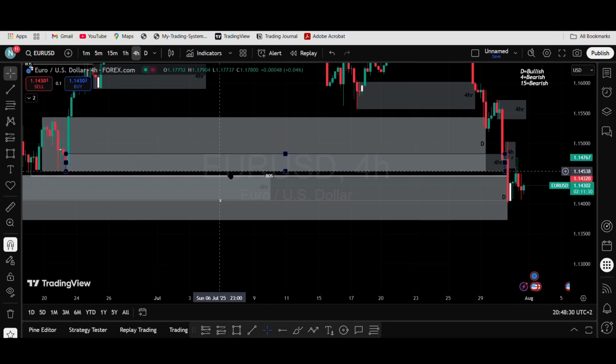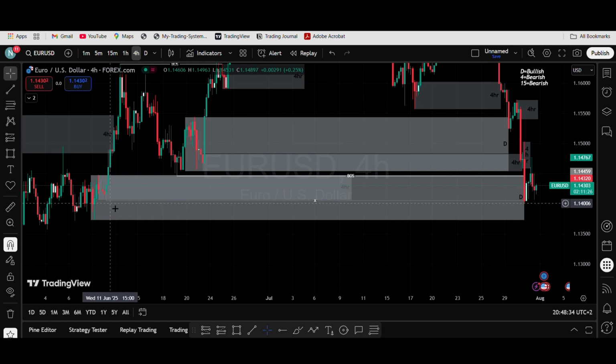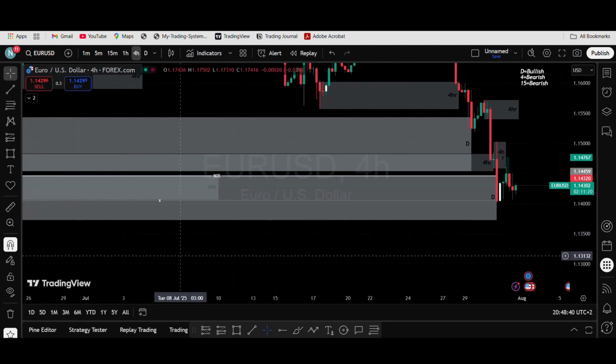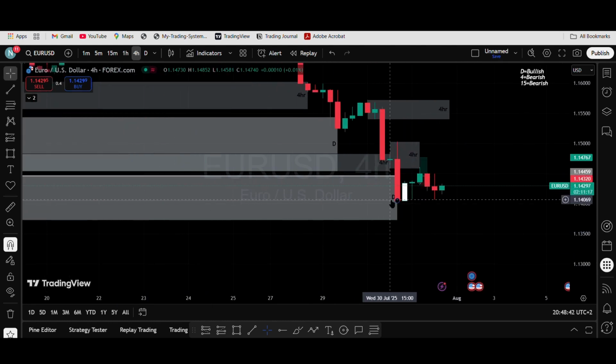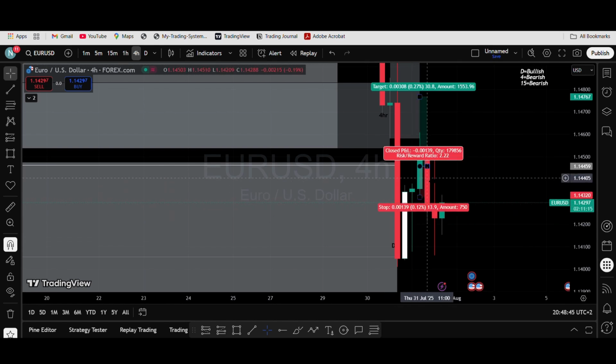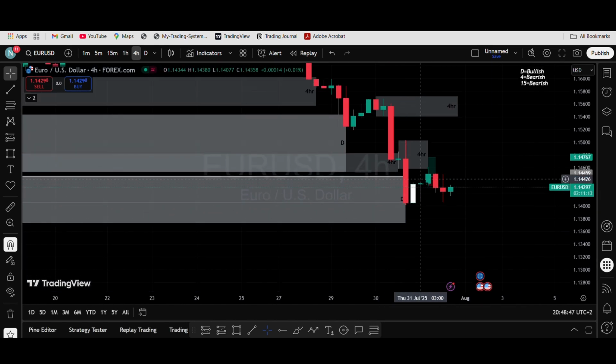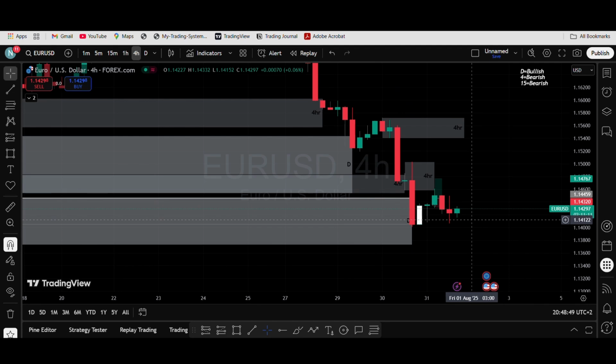So the 4 hour after the break of structure came into this daily zone, plus swept there, mitigating a little bit more of the demand left down there. So in my mind, we should be poised for a pullback, right? Which means buys. And then we do have this buy to sell zone 4 hour in there.